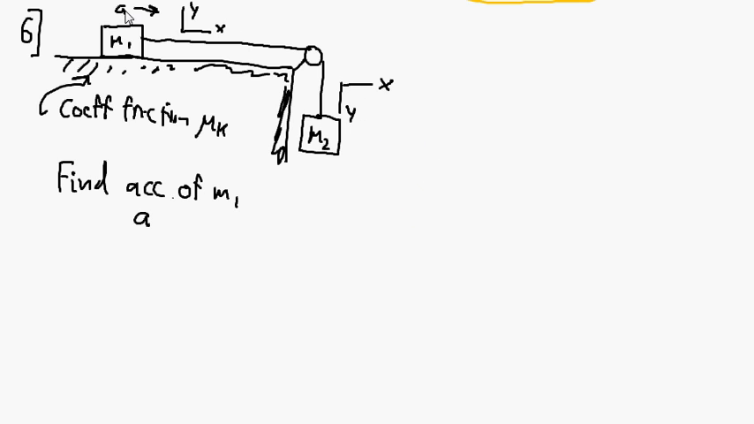And the advantage here is that when M1 accelerates this way with A, M2 will accelerate this way at A. Because when M1 goes to the right, M2 goes down, right? Because this section of cable gets shorter, this one gets longer. So I'm putting my y going down so that A will be positive when M2 is moving in the positive y direction. And A positive here means M1 is moving in the positive x direction. Pretty sneaky, wouldn't you say?